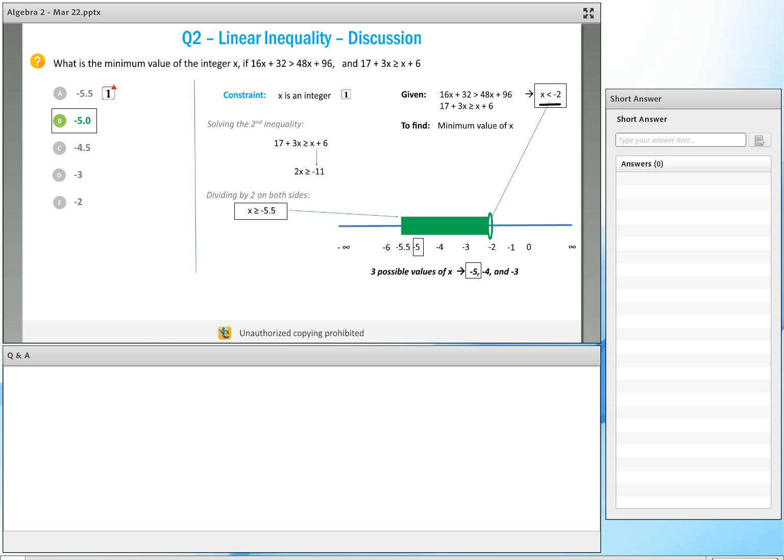Someone went up to -3. You didn't realize -5 was smaller than -3. Others didn't consider the word integer. Really, really important. And again, knowing the constraint, writing down what's given and writing down what you have to find is really important if you want to minimize such errors.